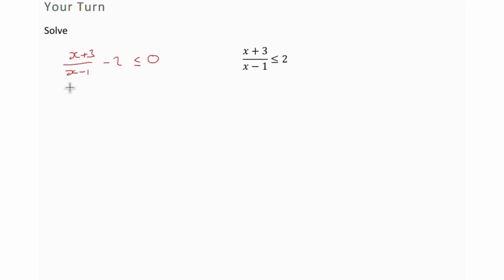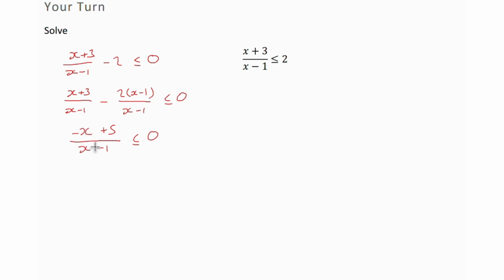Combine this into a single rational function: (x + 3)/(x - 1), take 2 lots of (x - 1)/(x - 1) to get my common denominator. And then I've got x minus 2x, so that's minus x. 3 minus 2, so that's plus 5, over x - 1 is less than or equal to 0. So this is now the inequality I'm going to be solving.